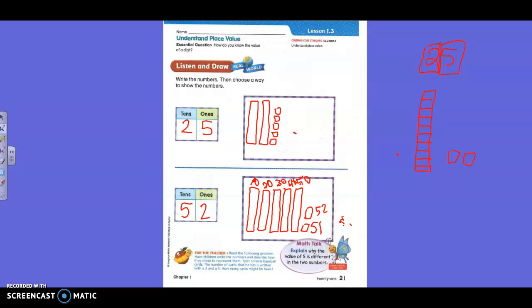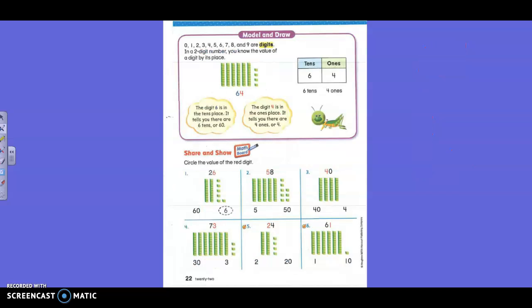All right, let's go to the next page. Flip over your page, please. Okay. 0, 1, 2, 3, 4, 5, 6, 7, 8, and 9 are digits. In a 2-digit number, you know that the value of a digit is its place. Okay? They're doing the number 64. How many 10s are there? Can you count them? How many 10s blocks, or 10 sticks?